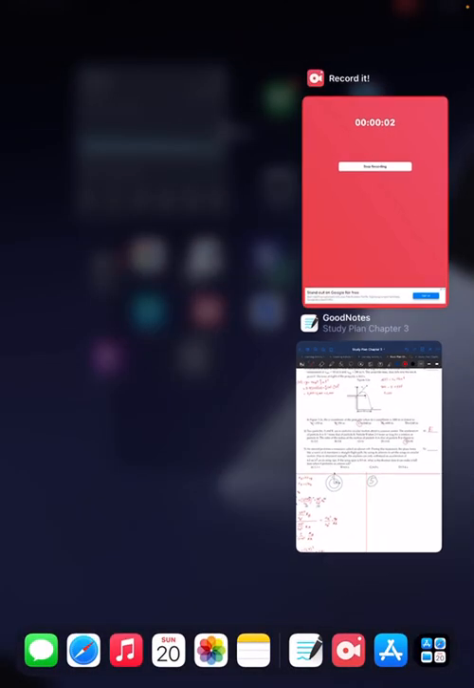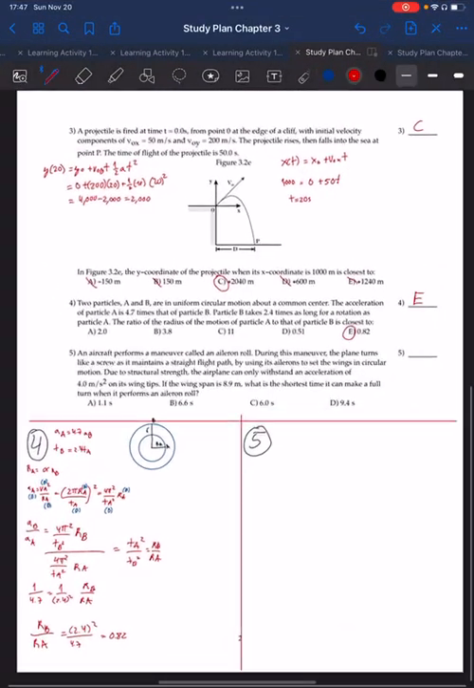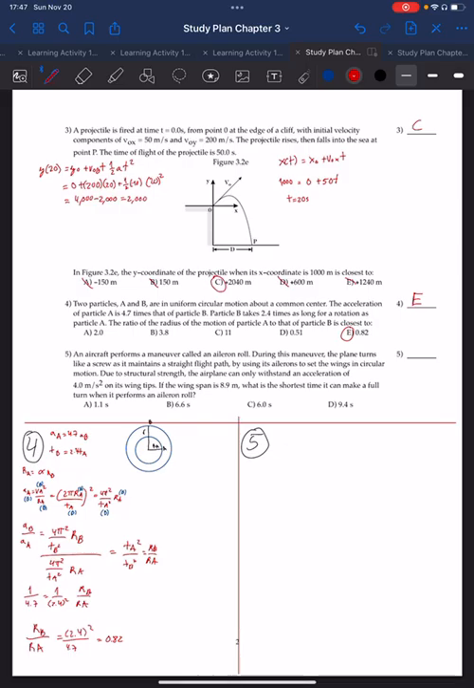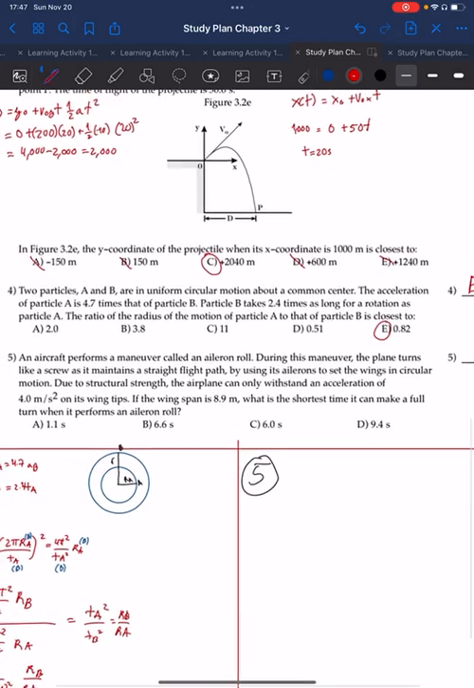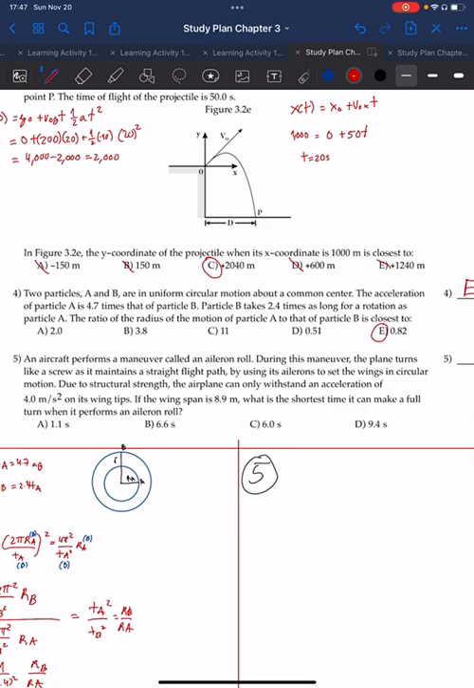Hello everyone. We're gonna move on to chapter 3, question 5 from the study plan. It says an aircraft performs a maneuver called an aileron roll. During this maneuver, the plane turns like a screw as it maintains a straight flight path, by using its ailerons to set the wings in circular motion.